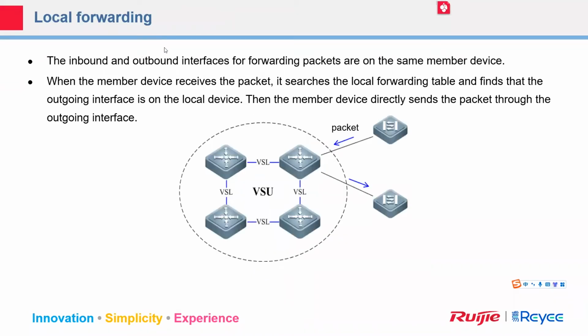And about the forwarding plane, after the control plane, the master tells everyone the path for how to forward the traffic. So we have different types of forwarding. The first type is local forwarding. Local forwarding means when I receive the packet and search the entry, the out interface is located on my device. So I will directly forward the packet out. So this is local forwarding.